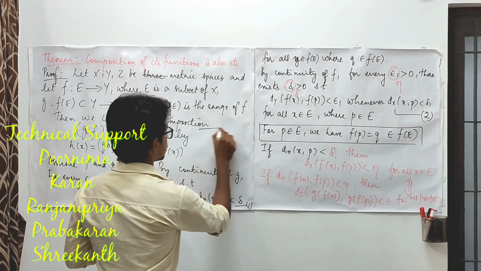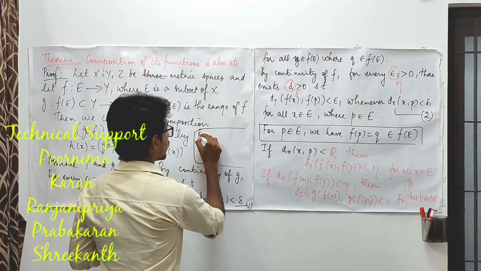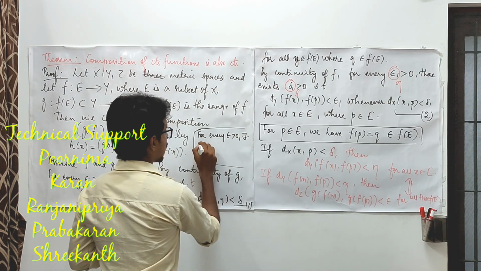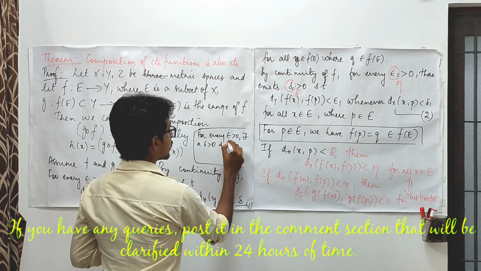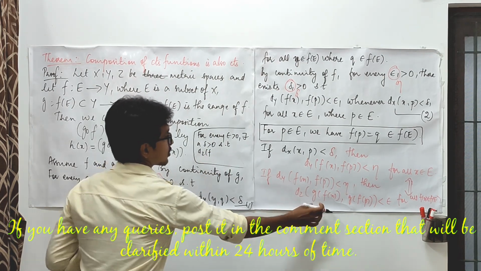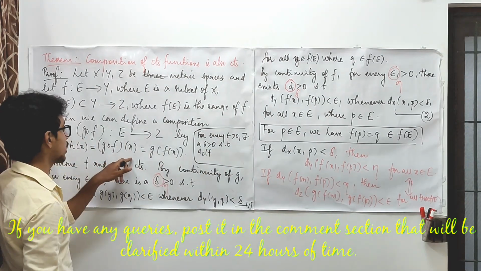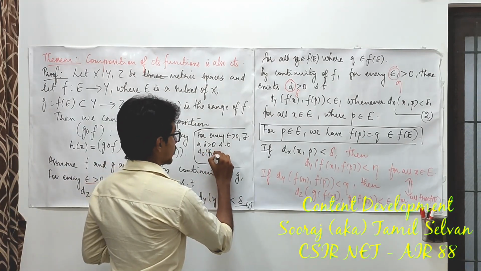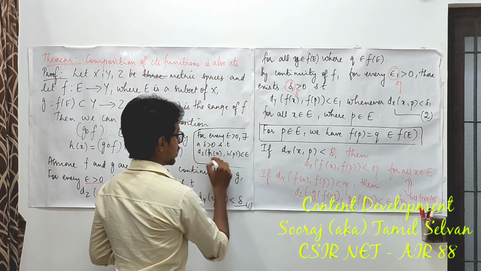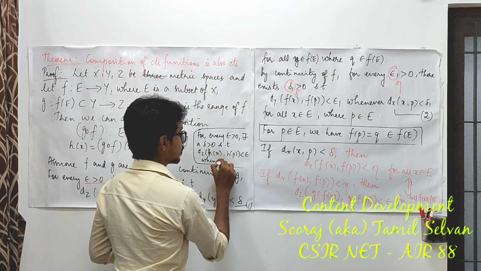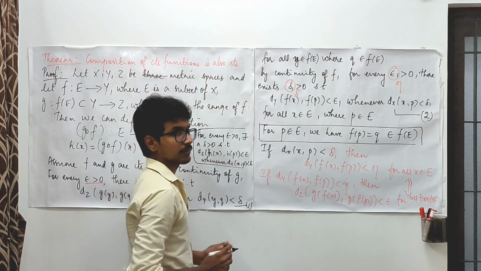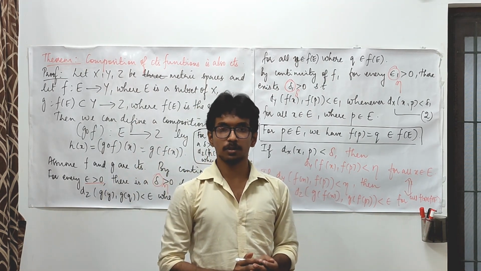Now what did I prove? What we have done is that for every epsilon bigger than 0, there exists a delta positive such that d of the composition g of f of x, which I may write simply as h of x, d of h of x comma h of p is less than epsilon whenever dx of x comma p is less than delta, right? And this completes the proof of this theorem.